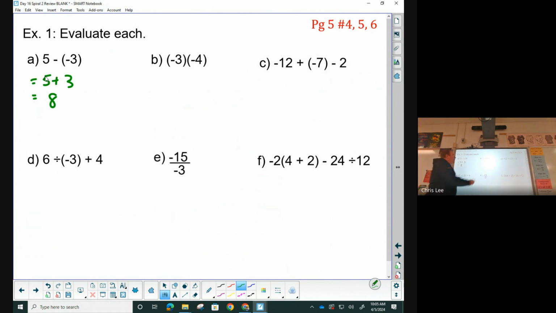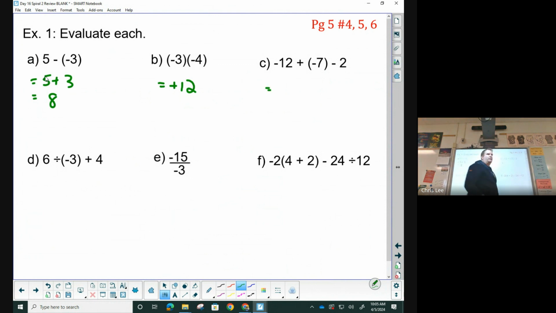Am I adding, subtracting, multiplying, or dividing in B? Multiplying. What happens when you multiply a negative times a negative? Becomes positive. Do I need to write the plus? No, you just know it's positive. That doesn't have a plus. It's 12.